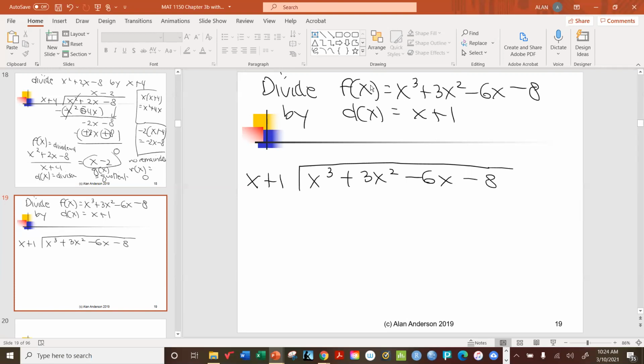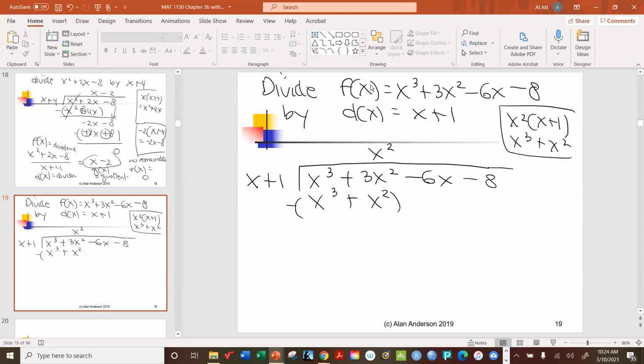So we're going to start with an x squared term because we want to get rid of this x cubed. Let's try x squared. Why x squared? Because if you multiply x squared by this, you'll get x cubed plus x squared, which I will now proceed to subtract. This becomes negative, this becomes negative, and now I've got 2x squared. Bring this down.